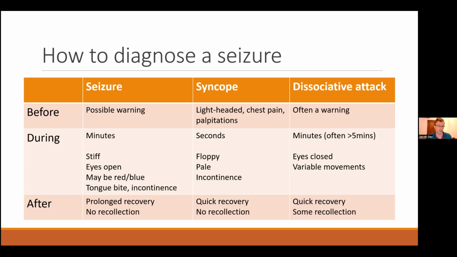Seconds suggests a syncopal event. More than 5 minutes, in someone who's not really unwell, suggests that it's not a generalized seizure, whereas, as we said before, a seizure is typically just a few minutes. Again, stiffness versus floppiness is really helpful. Remember, seizures are extra activity, so you get stiff. Syncope, you've fainted, you go floppy, you go pale. So they're kind of opposites, but people aren't particularly good at describing it unless you specifically ask them.